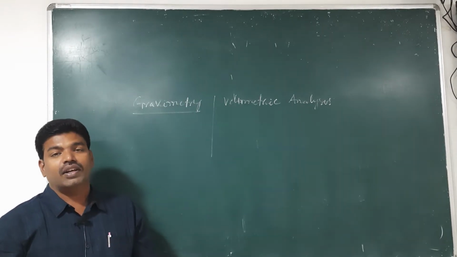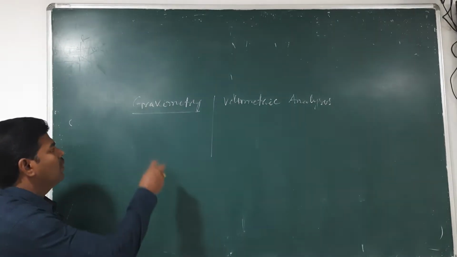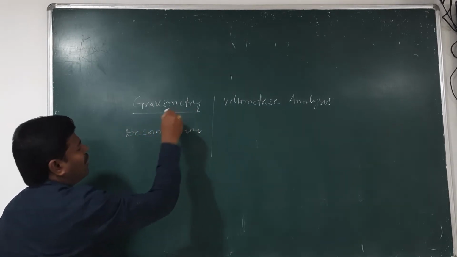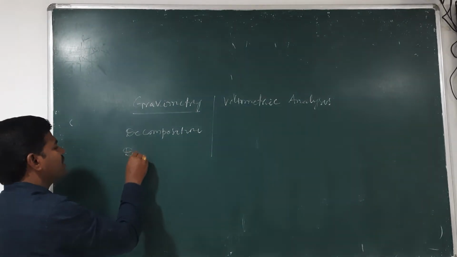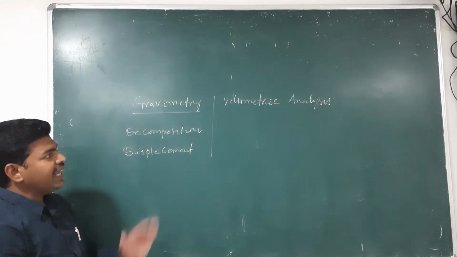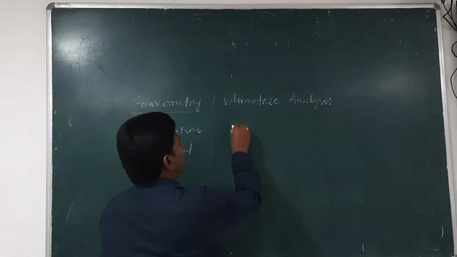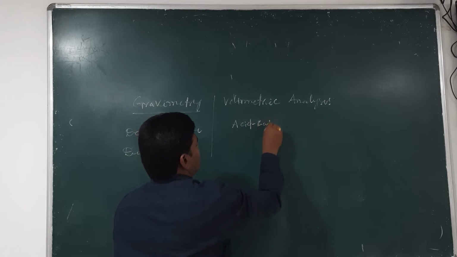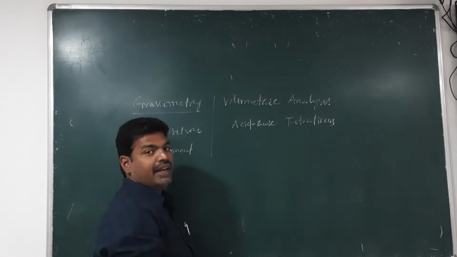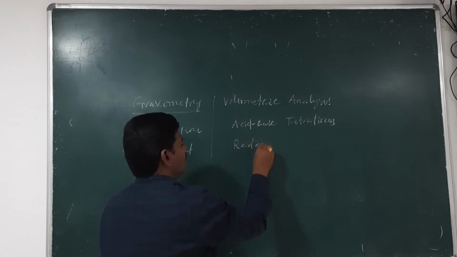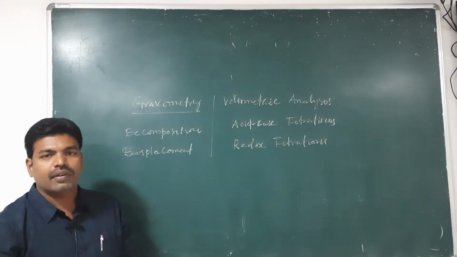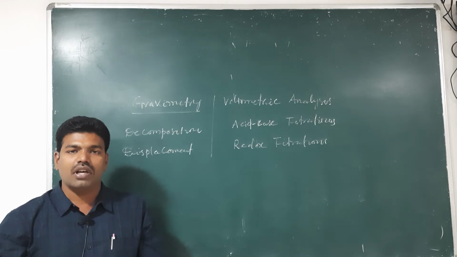Examples for gravimetric analysis are decomposition reactions and displacement reactions. And examples for volumetric analysis are acid-base neutralization, acid-base titrations, and redox titrations. Okay, now we shall solve the problems one by one.